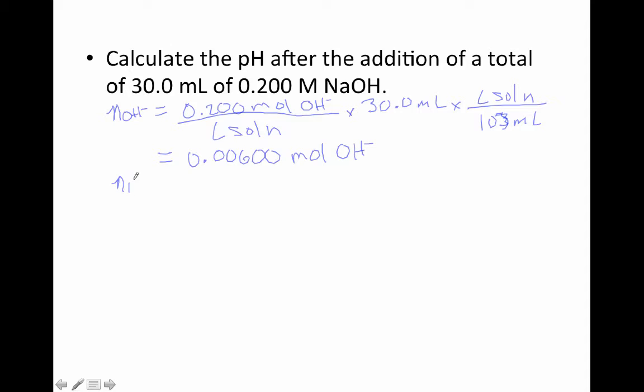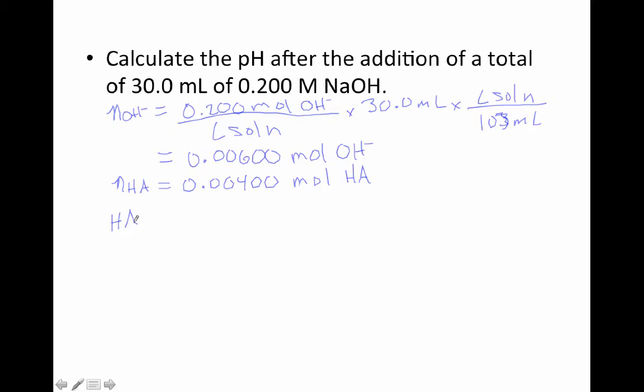Recall that at the beginning of the titration, the number of moles of benzoic acid which were in the flask was 0.00400 moles of benzoic acid. The fact that the moles of hydroxide added at this point is greater than the moles of acid that we started with means that at this point in the titration there is excess hydroxide. We can do a limiting reactant calculation to see this.